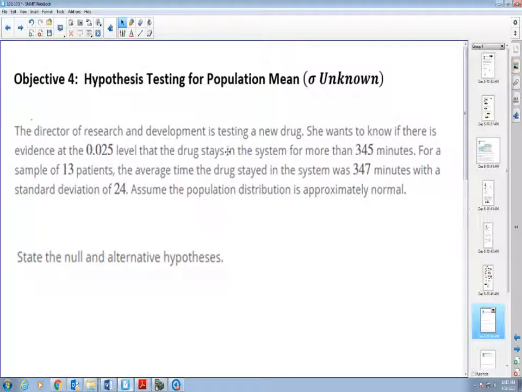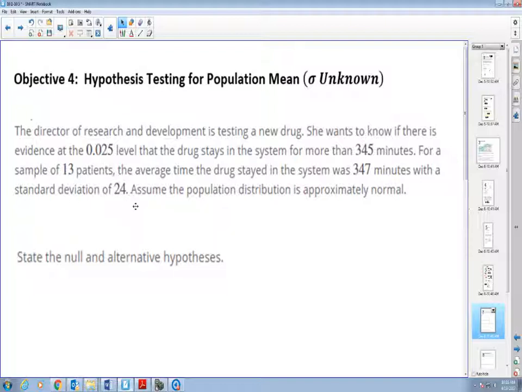A Director of Research and Development is testing a new drug. She wants to know if there is evidence at the 0.025 level, so that's my alpha, that the drug stays in the system more than 345 minutes. For a sample of 13 patients, the average time the drug stays in the system is 347, with a standard deviation of 24.